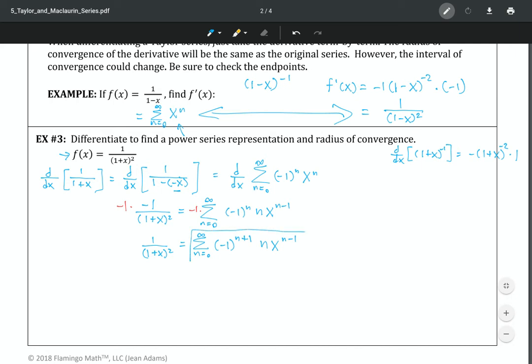And now they want me to find the radius of convergence. For that, I'm going to have to do the ratio test. Similarly to what I did on the previous problem, I'm going to take the limit as n goes to infinity of, add 1 to the n's. If I add 1 here, that's going to give me an n minus 1 plus 1, just n.